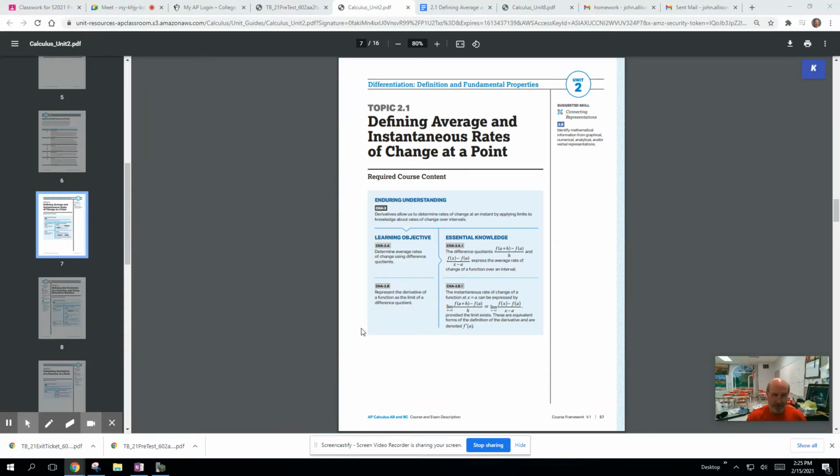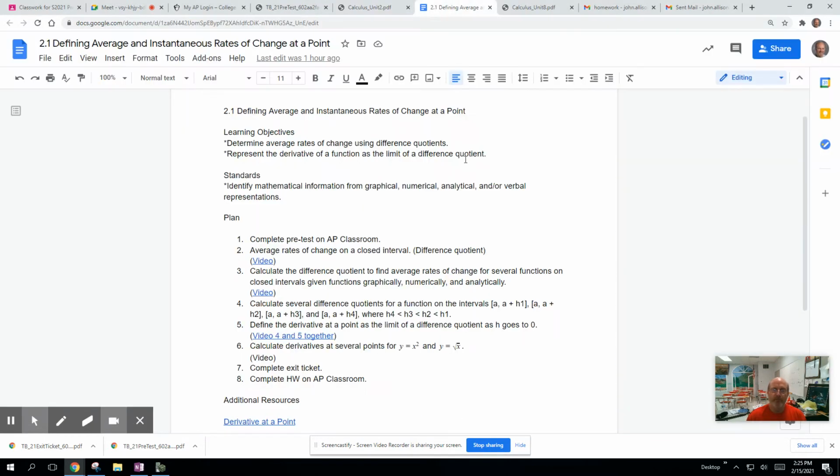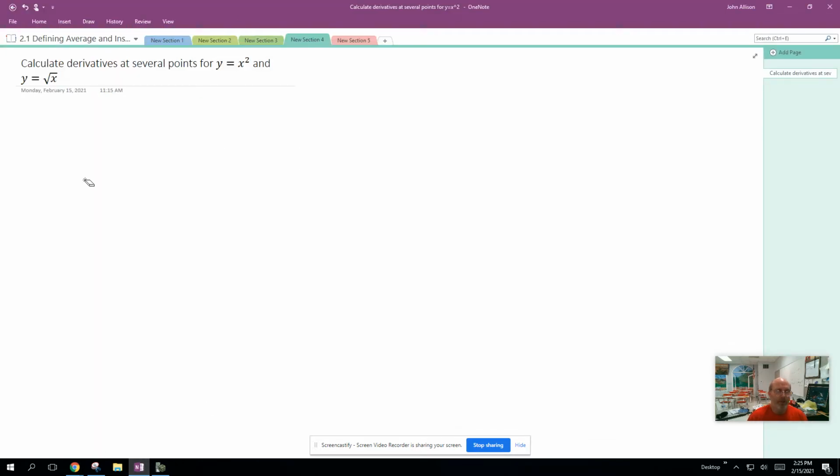Okay, this is the last part in our video lesson for 2.1 in the AP Calculus curriculum, defining average and instantaneous rates of change at a point. We are going to represent the derivative function as the limit of the difference quotient. We're going to find some derivatives at points for a couple of functions. We're going to use the functions y equals x squared and y equals the square root of x. And we're going to evaluate those at several different points.